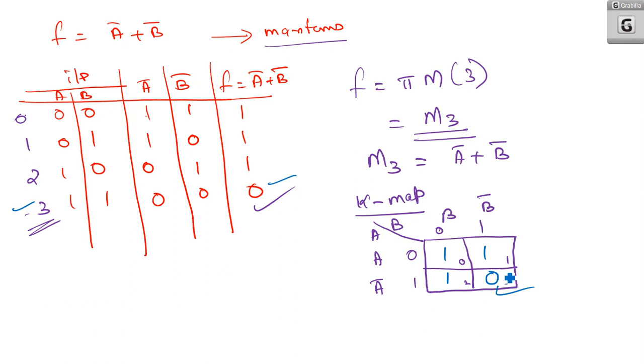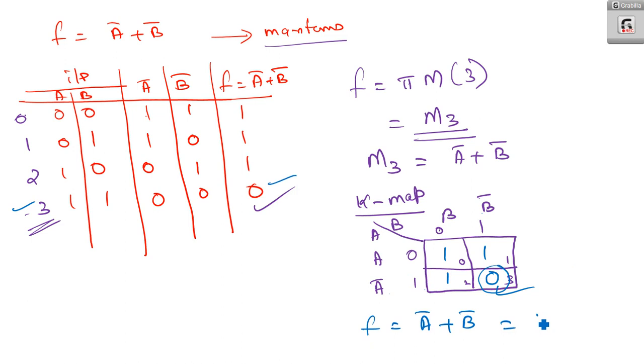What is this? Here there is 0. So how do you write? This A bar or B bar, because in the case of max term expression, you should go for OR logic, whereas in the case of min term expression, you should go for AND logic. So this element comes in A bar or B bar. So you can write F is equal to A bar or B bar.